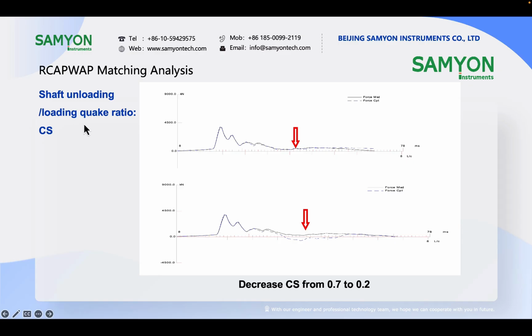Shaft unloading loading quake ratio, CS. If we decrease CS, we can see that the later part of the calculated force is decreased. Because CS is used during the unloading part, and the unloading part is after 2L/C. This is the unloading part, so it will affect the calculated plot after 2L/C.